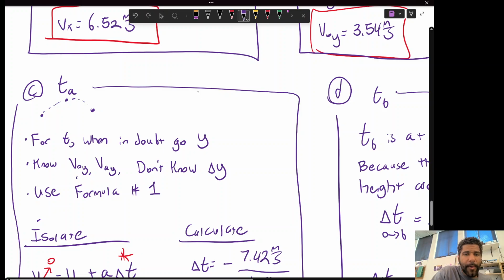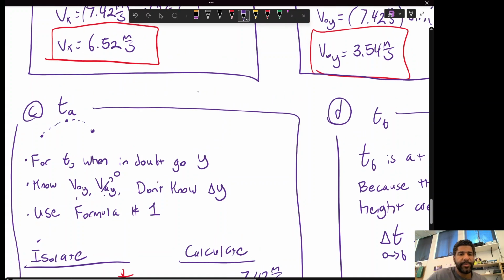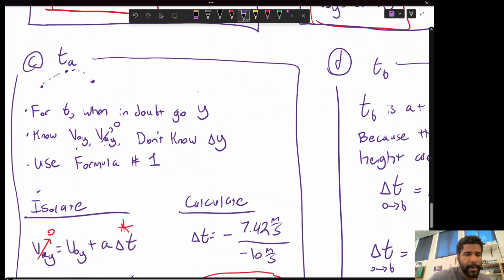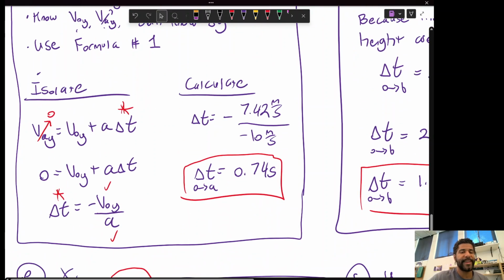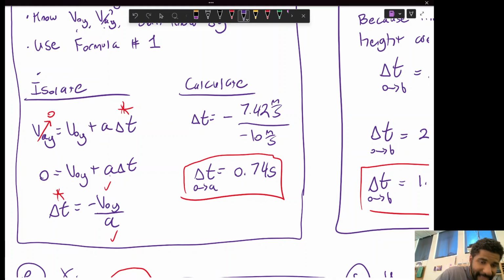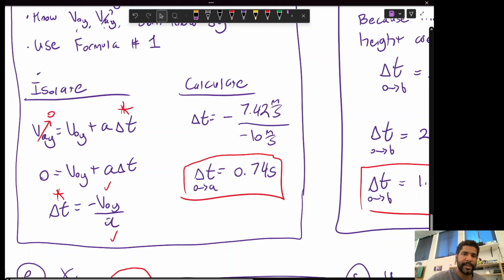If I know V naught y, I know the velocity y at the peak. I know that's going to be 0 because it's at the peak. These are things that I need to know. This is a rule that you have to be familiar with. I don't know delta y. So because I know my initial and final y velocity, I will use formula number 1 to find the time. And formula 1, that's an easy one. That's a gift. If I isolate time, I end up getting the negative of my initial velocity over the acceleration. And guess what? The negatives cancel out. That gives me a positive time. Don't be scared of negatives.